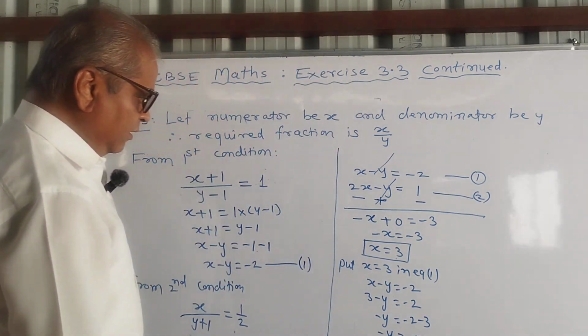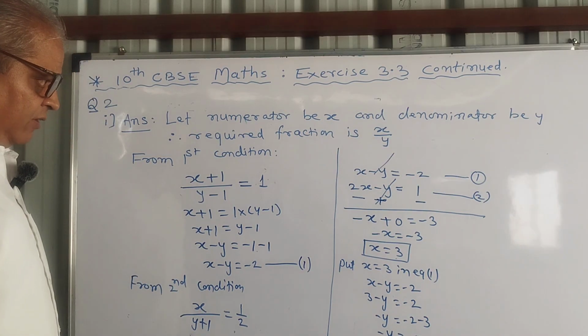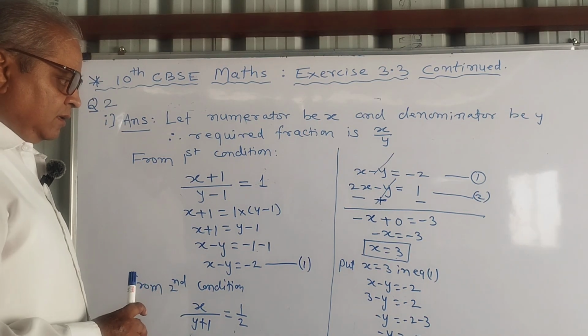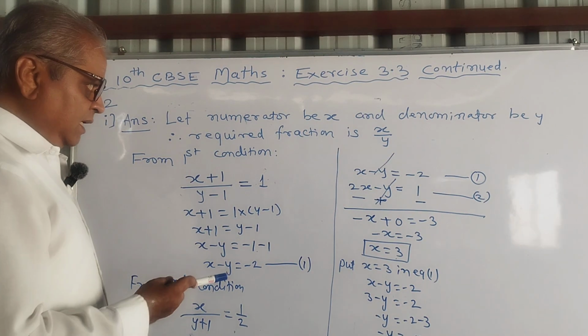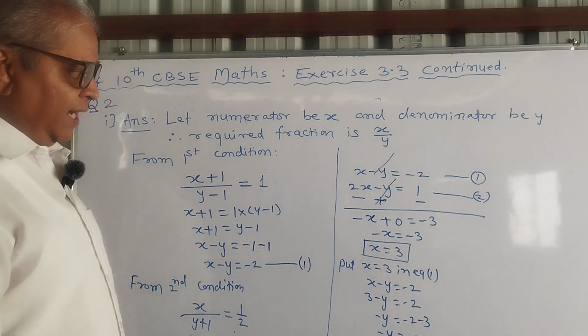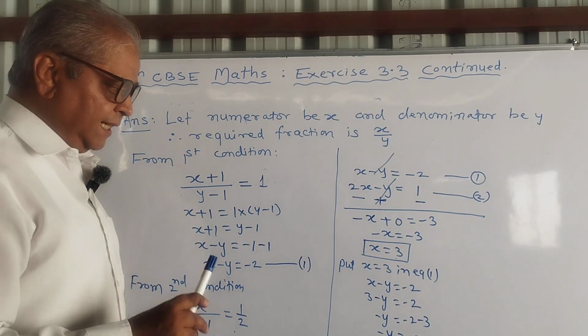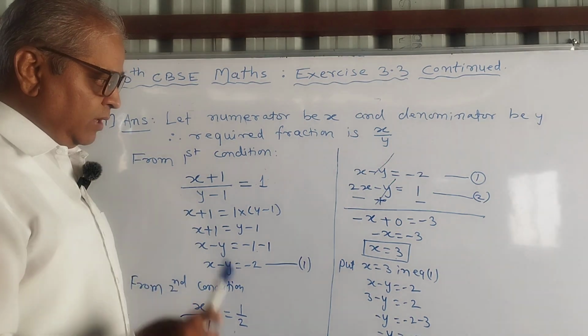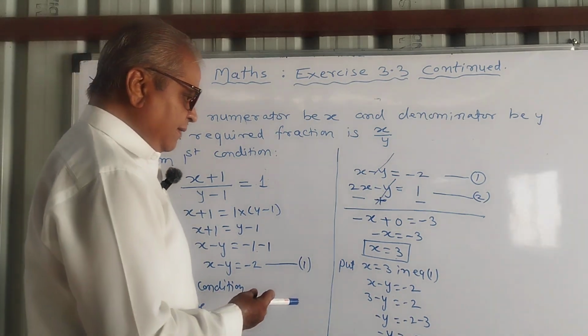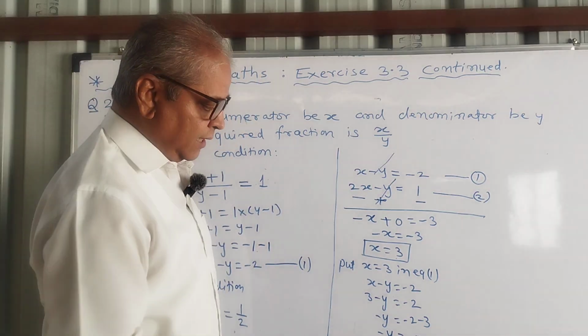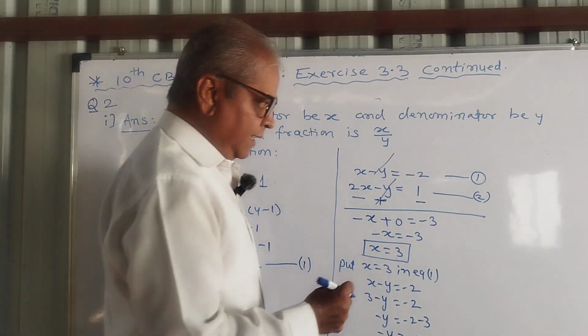Again remember that we have found x and y. I need to write the final answer because the question is a word problem. I need to write the final answer in words only, in a sentence only. Otherwise you will lose 1 mark. So what is x here? X is numerator and y is denominator.